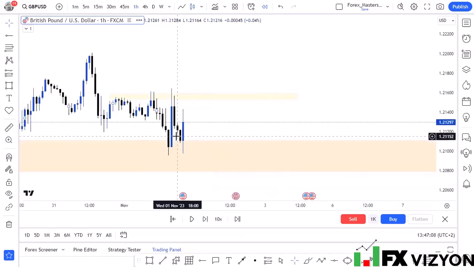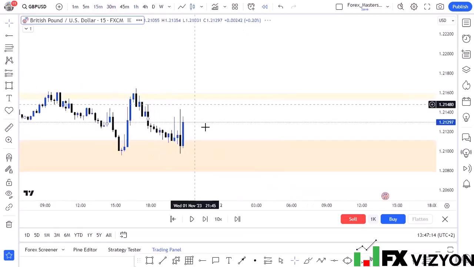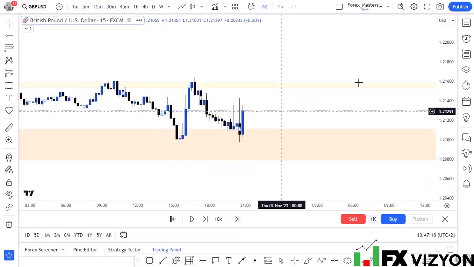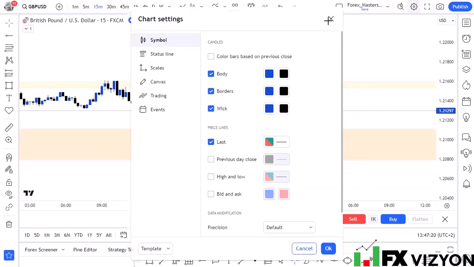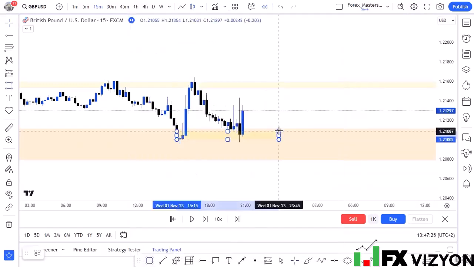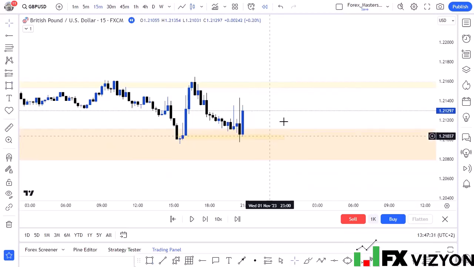So from here we can now go to either 30 minutes or even 15 minutes and begin to look for more confirmation. All right, so the area that we're going to refine down to is this area right here. So we are now looking at this area as our area of interest. Inside this big range, we're now looking for this area as our area of interest.